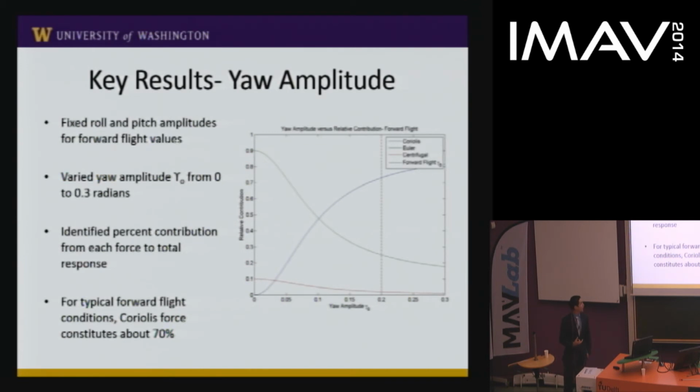We then solved the equation of motion, and identified how much each force contributes to the total response, with the idea that if the Coriolis force, at least within the first mode, tends to dominate, then the beat phenomenon should be preserved. And as you can see, at the operation point, the Coriolis force constitutes about 70% of this total contribution. And it's insensitive to small variations about this value. So if you were to increase or decrease the yaw amplitude slightly, you'd notice a pretty insignificant change in the overall contribution of the gyroscopic force.